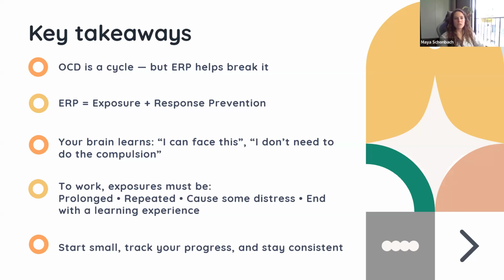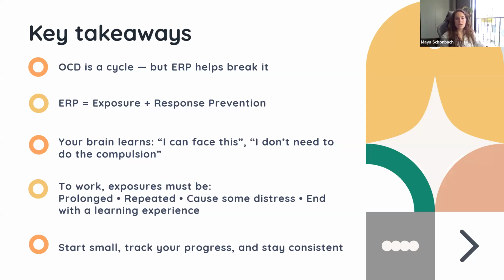So first, OCD works like a cycle. Intrusive thoughts are interpreted in a meaningful, threatening way that leads to distress. Compulsions then provide short-term relief, and then they actually reinforce the OCD and keep the cycle going. And ERP helps break that cycle by doing really the opposite. It helps you face your fear and resist the urge to engage in compulsions. And when you do that, your brain learns this fear isn't as dangerous as it feels, and I don't need to do the ritual or the compulsion in order to be okay.